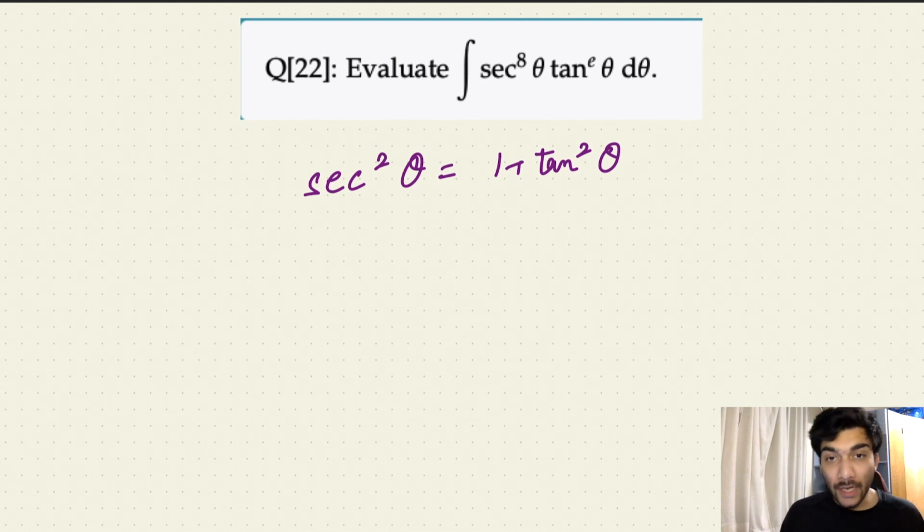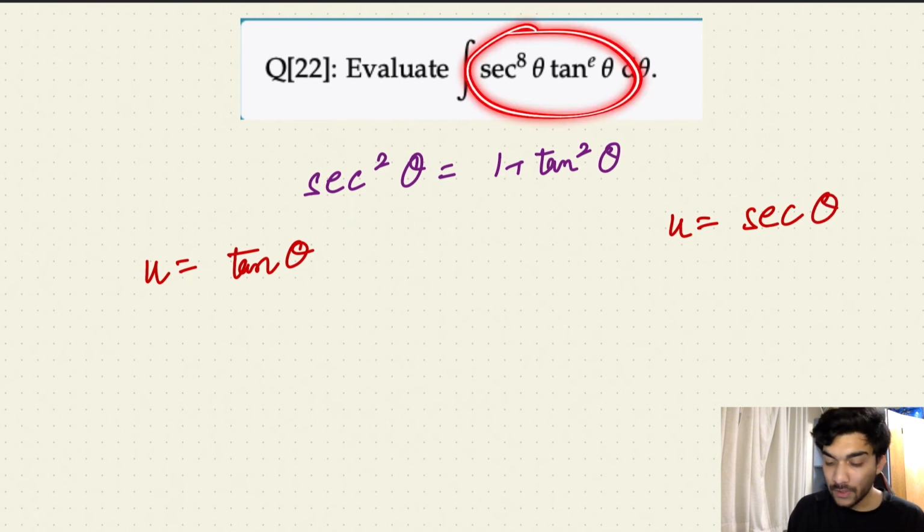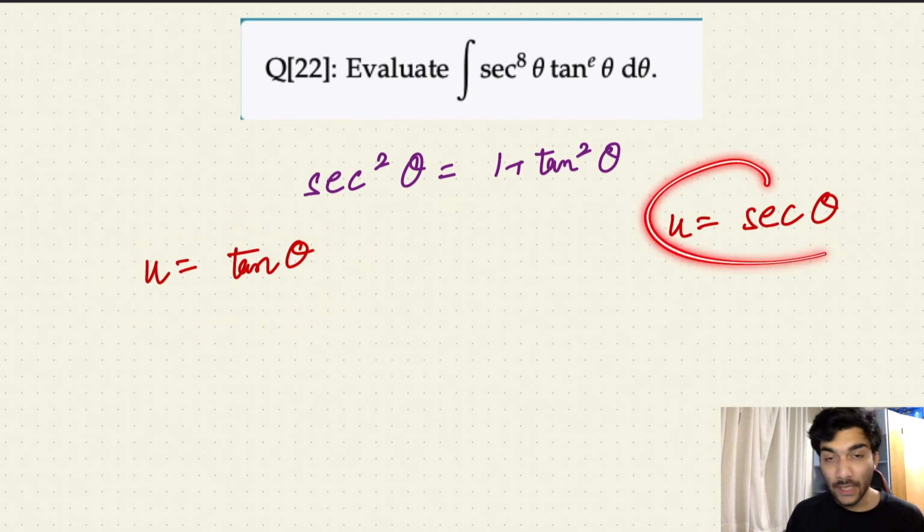Now, since we identified that we'll use substitution in this case, there are two options, right? The first option is to take u equals tan theta, and the second option is to take u equals secant theta. So we have two options based on the functions given in the indefinite integral.